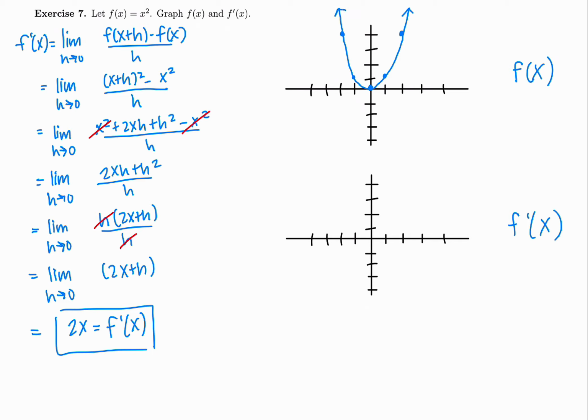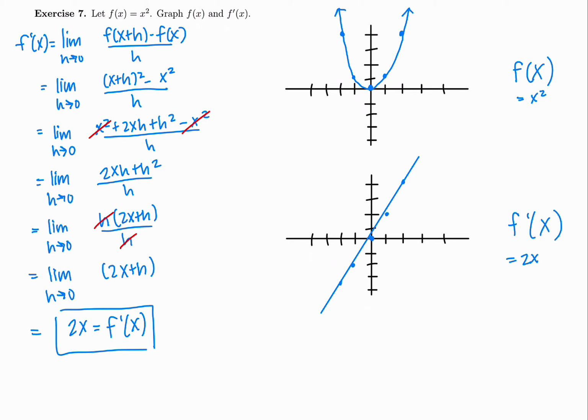Okay. And now I'm going to graph f prime of x, which, remember, we just found was y equals 2x. And this one was x squared. So 2x is a line. It's going to go through the origin with a slope of 2. So rise over run, it's going to go kind of like that. Almost perfect. Okay, close enough.